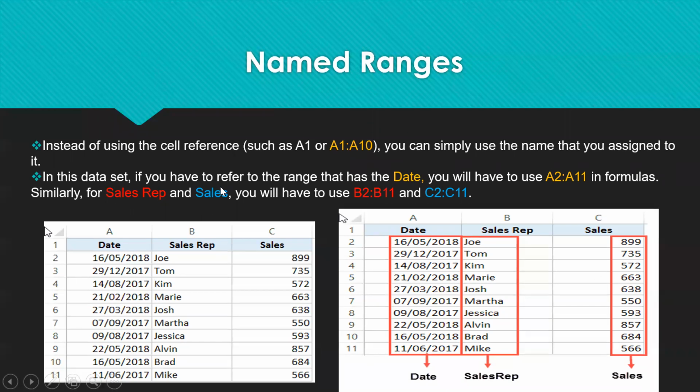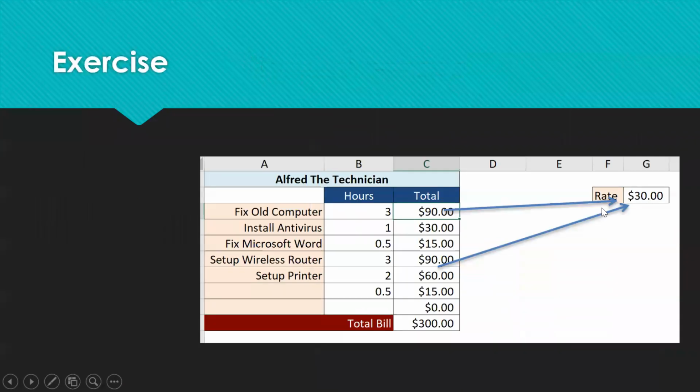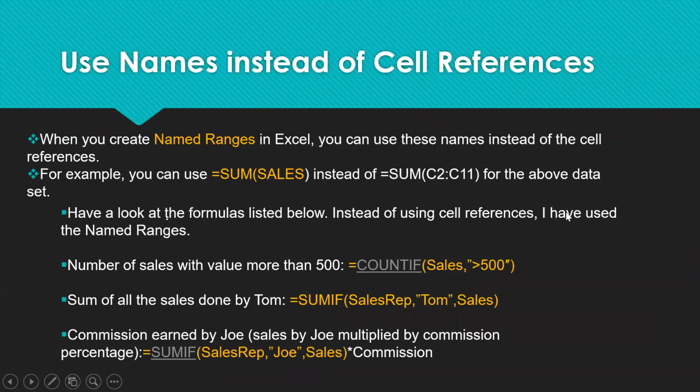So in this data set, if you have to refer to the range that is date, you will have to use A2 to A11 in the formula. Similarly, for sales rep, you will have to use B2 to B11 and C2 to C11. So use names instead of cell references. When you create named ranges in Excel, you can use these names instead of the cell references. For example, you can use sum of sales instead of sum of C2 to C11 for the above data.